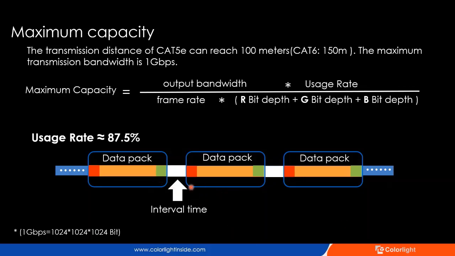Also, there will be interval time between each packet, the white part. If we remove all those interval times, the head, and the end of the packet, the rest is the data. It's around 90% of the total bandwidth.